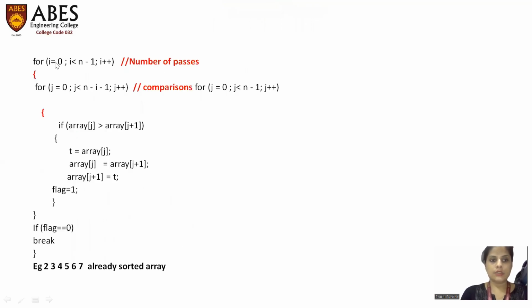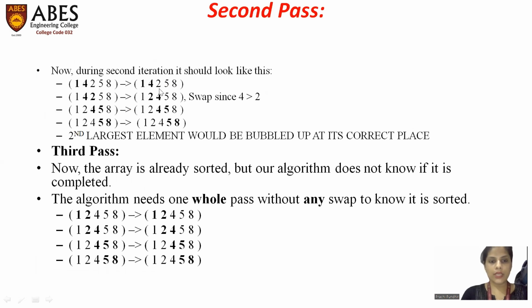So this is the algorithm: for i from 0 to n minus 1. This is for the number of passes. Here the elements are 5, so the number of passes will be from 0 to 5 minus 1, that is 4.